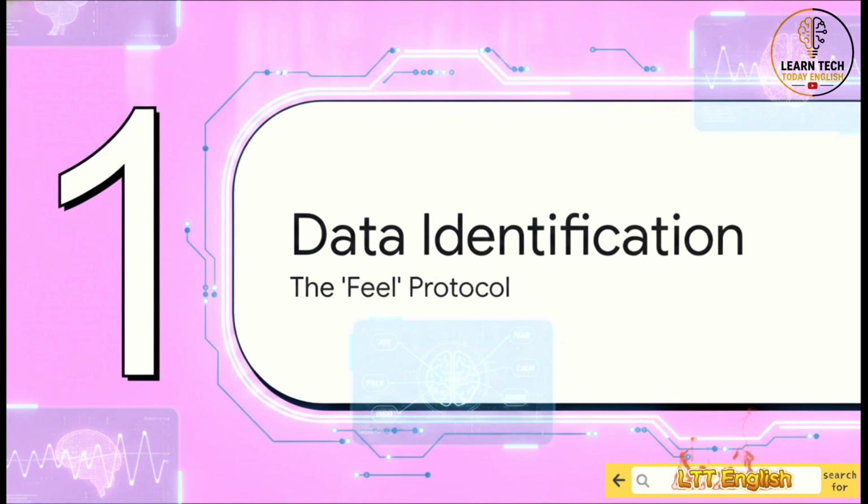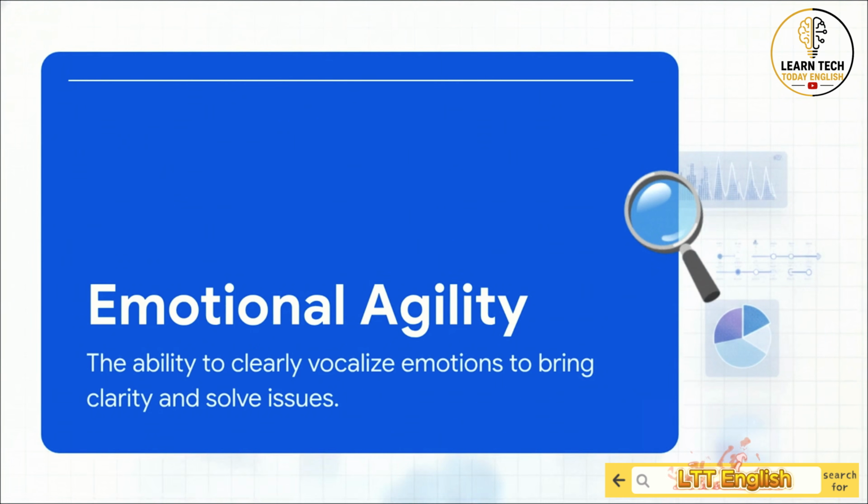Phase 1, data identification, or what we call the FEEL protocol. The absolute first step in dealing effectively with our internal system is recognizing and labeling the exact emotional data you're processing at any given moment. I mean, you can't fix what you can't clearly identify. In psychology, this is known as labeling, and getting good at it builds what we call emotional agility. People with high emotional agility can pinpoint exactly what is happening inside their minds.